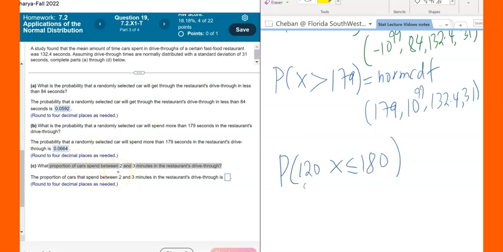Remember that this is seconds. It says 2 minutes and 3 minutes, but we change to seconds. Make sense? In other words, we are looking for the proportion of cars that spend between 120 seconds to 180 seconds. This is the lower bound, this is the upper bound, and we have the mean and standard deviation as given. Let's put it in the calculator and I'll come back.